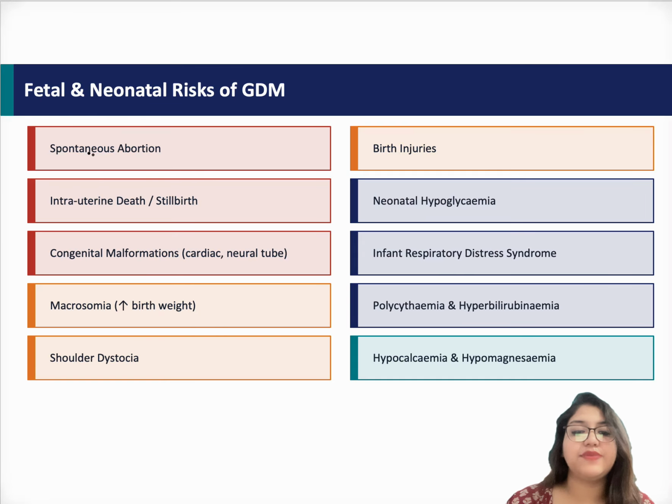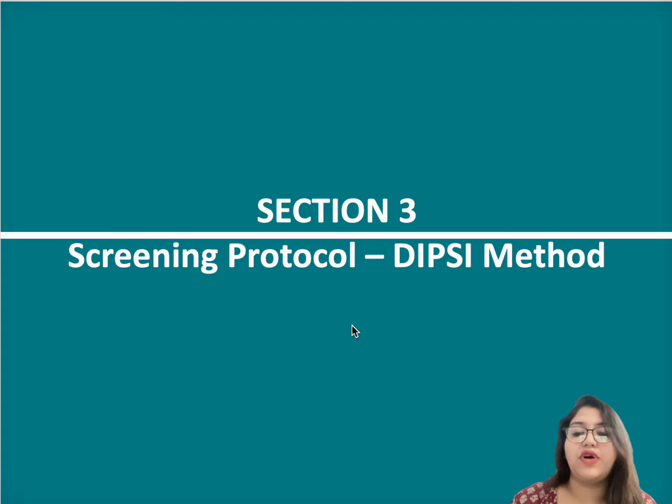So the fetal risks are spontaneous abortion, intrauterine death or stillbirth, congenital malformations like cardiac or neural tube. This is not that much in GDM at least, but in overt diabetes mellitus, there is a higher risk of congenital malformations. Macrosomia, increased birth weight, shoulder dystocia, birth injuries, neonatal hypoglycemia, infant respiratory distress syndrome, polycythemia and hyperbilirubinemia, hypocalcemia and hypomagnesemia. So screening protocols, the DIPSI method, this is very important, not just from exam point of view, but also from clinical point of view.